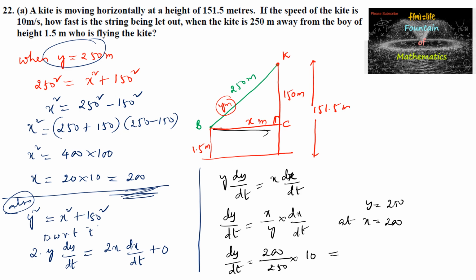So we can simplify and write here, 25 here 8 times. So dy by dt is equal to 8 meter per second. Which means that we can say how fast the string is being let out. Here y is denoting the string being let out, that is y. So we can say dy by dt is equal to 8 meter per second. So how fast the string is being let out is 8 meter per second. This is the answer.